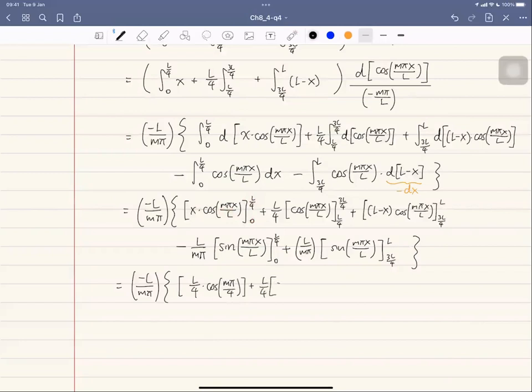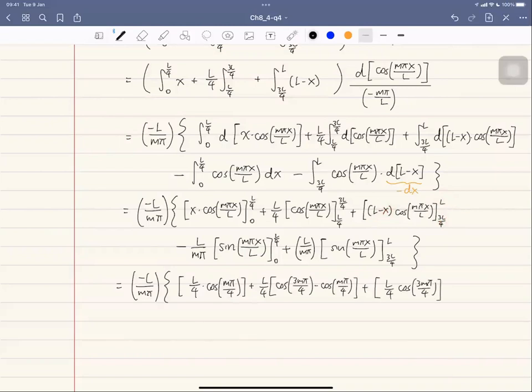And here we actually have both terms. So we have m pi over 4 minus cosine m pi over 4. The L cancels out. And plus, now the first term when L comes in here, it annihilates it. So I just need to plug in this term over here. So L minus 3L over 4 is L over 4, and cosine 3m pi over 4.